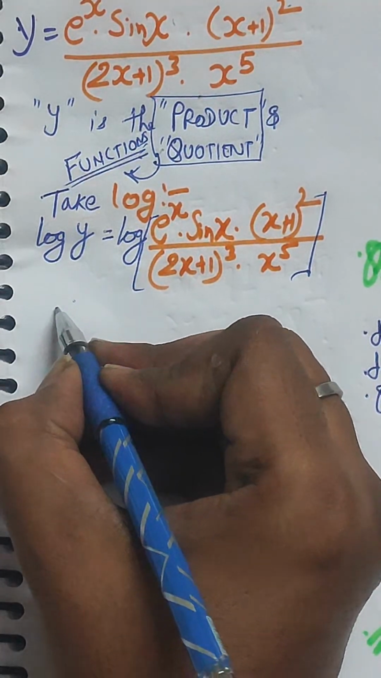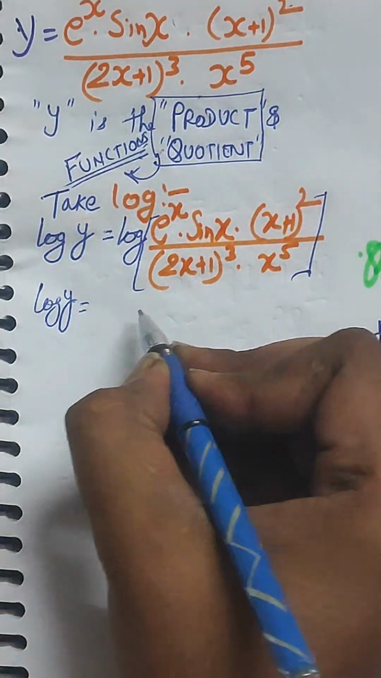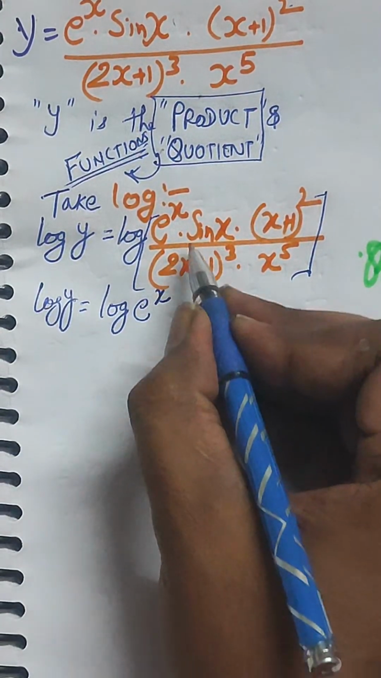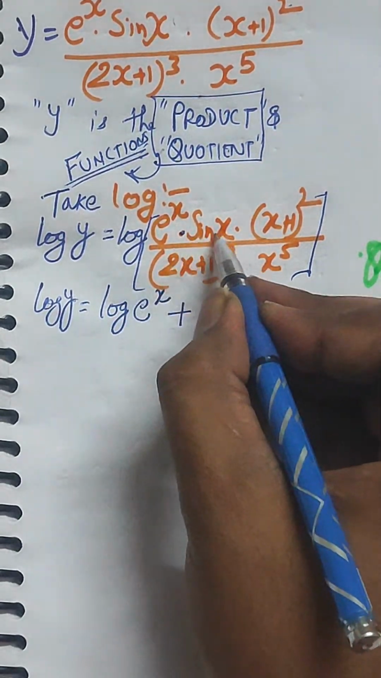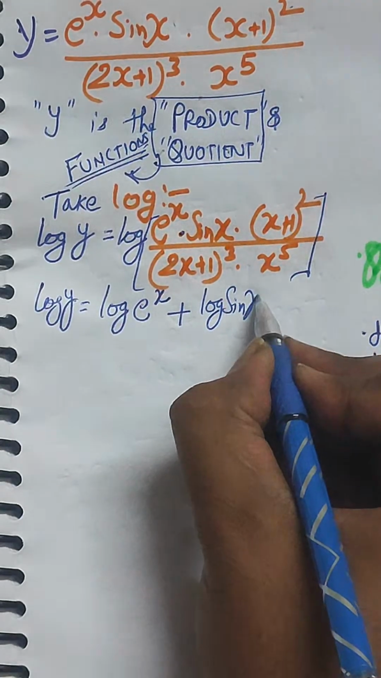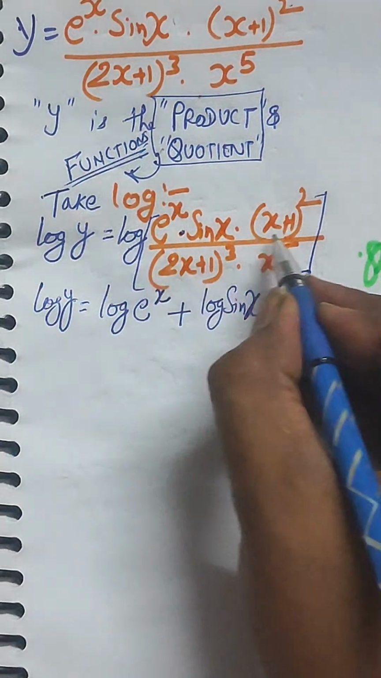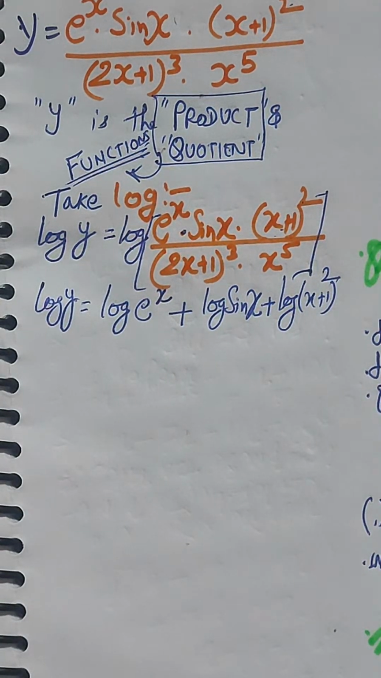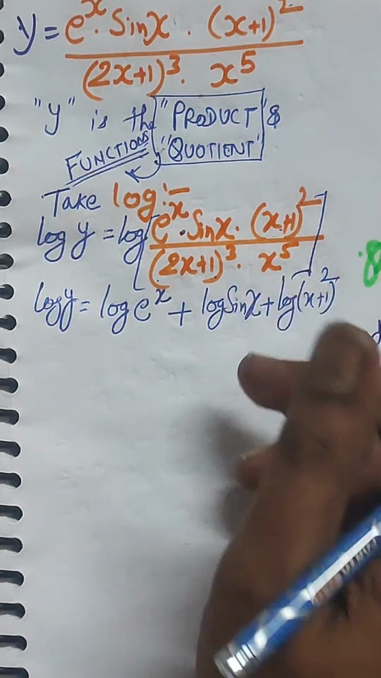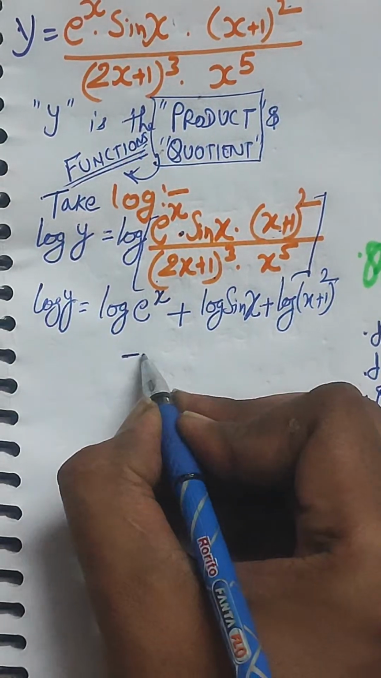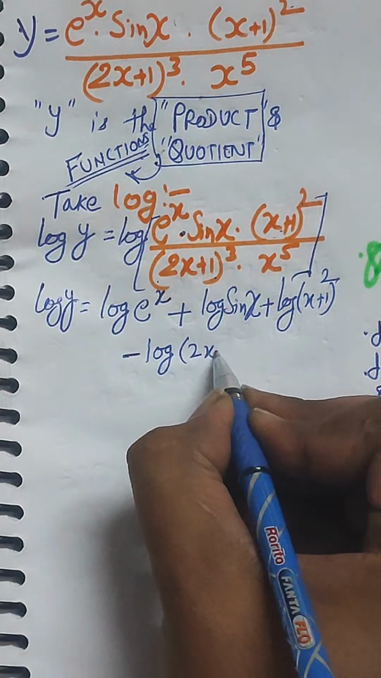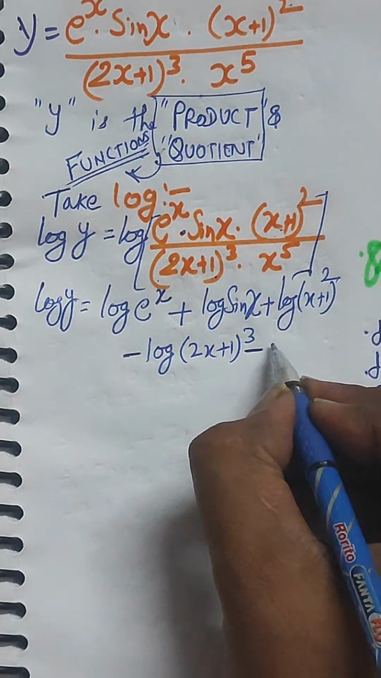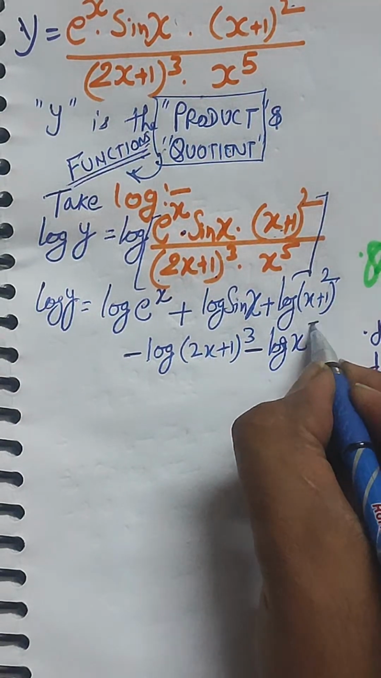So just keep log y as it is in the LHS, and in the RHS we have log of e power x, then you can see this multiply, so that's why during the log it will be added, then log of sin x, right, then plus log of x plus 1 whole square, and the functions which are in the denominator are all subtracted, then we can write minus log of 2x plus 1 whole cube, then x to power 5 is also in the denominator, so that will also be subtracted, minus log of x power 5.